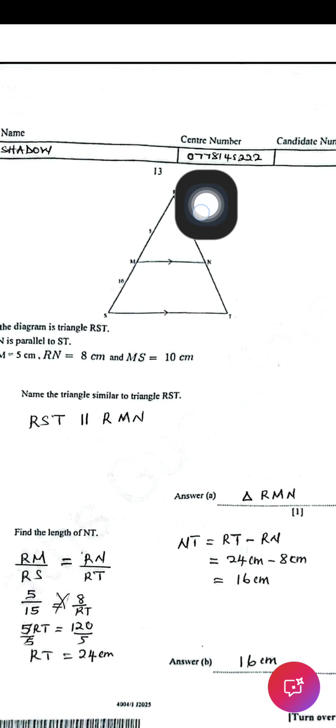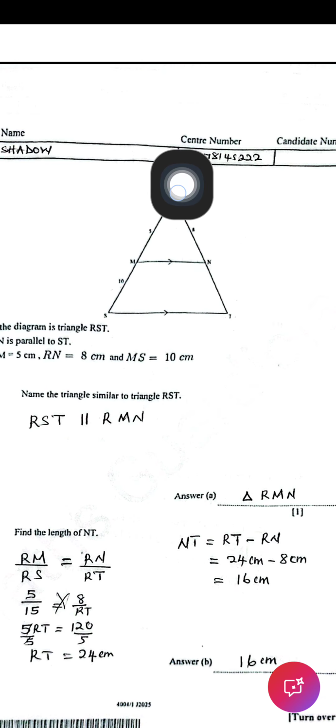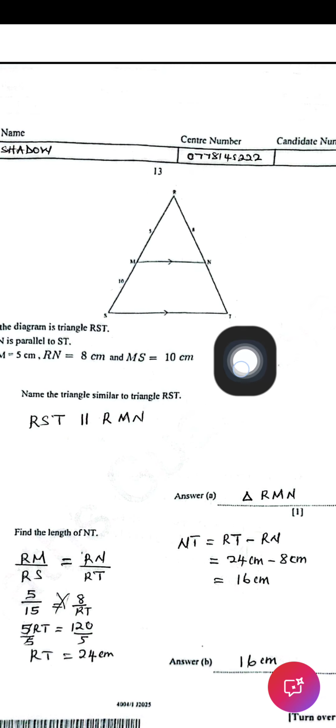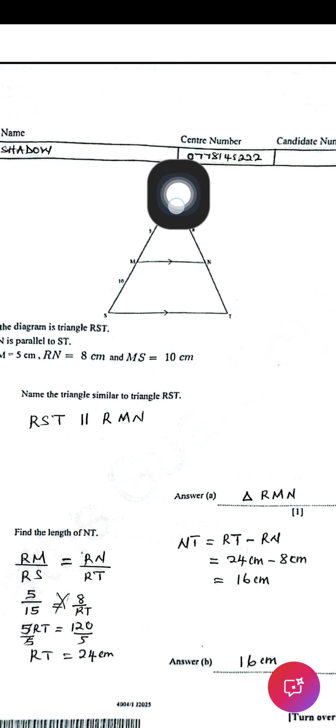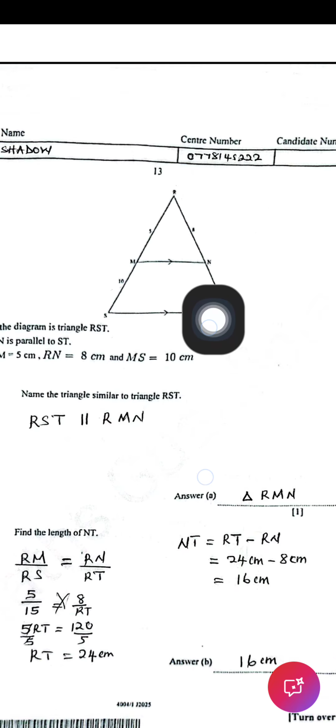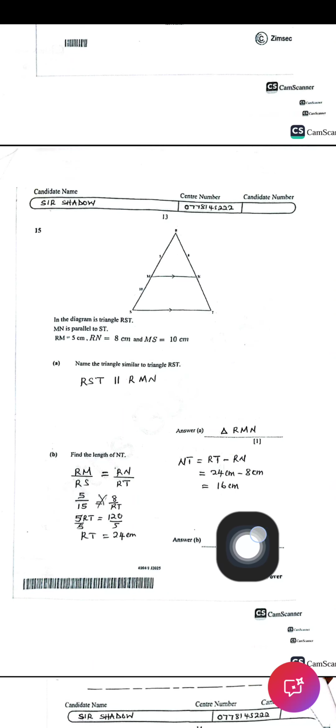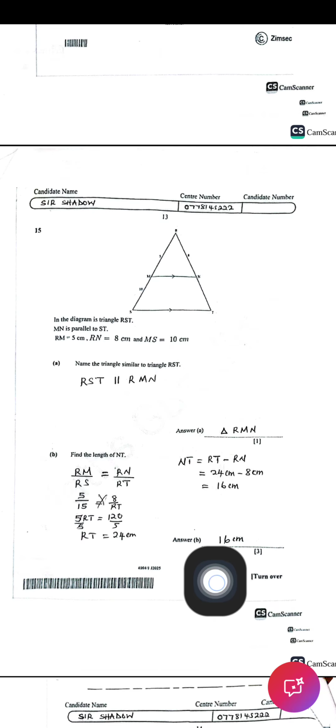Remember RT is found here, R here, T here. But I want to find this length. I managed to find RT, but I'm given this length. So I'm saying this full length RT minus this length in order to get this length. So this becomes NT equals RT minus RN. So 24 centimeters minus 8 centimeters gives 16 centimeters. This becomes the solution.